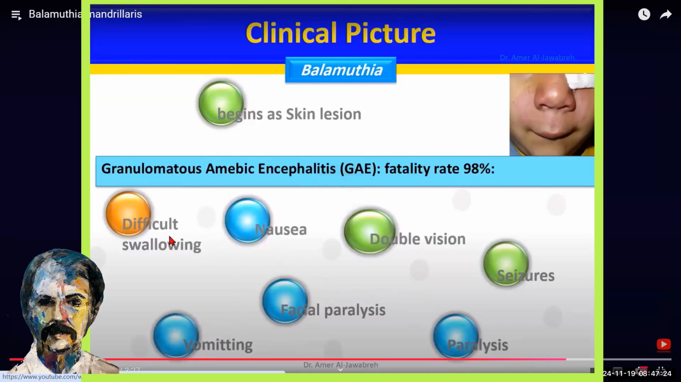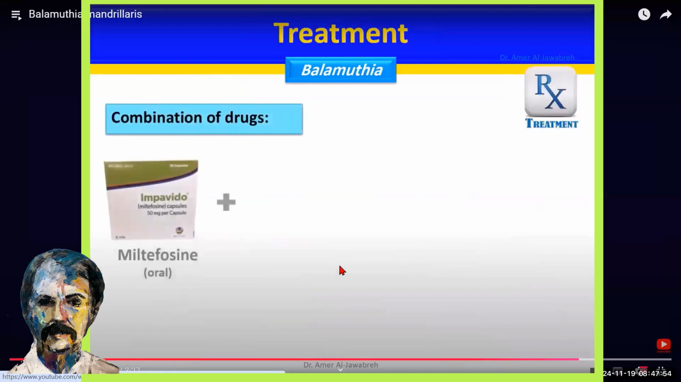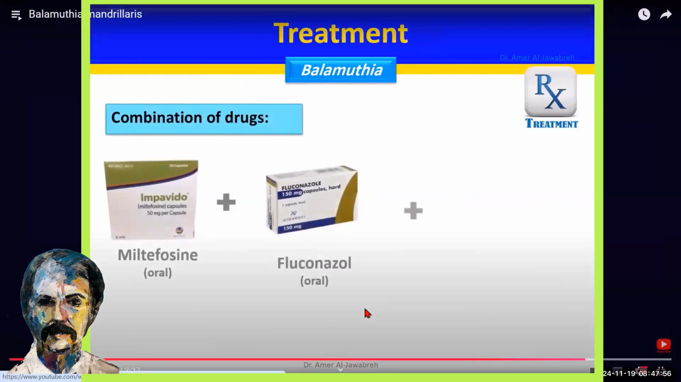All of these, difficulty swallowing, double vision, facial paralysis, seizures, paralysis, indicate that something is going wrong with your brain, and it tends to be Balamuthia. And the treatment, as I told you, there is no well-established treatment for this. But people who had Balamuthia were given these drugs.